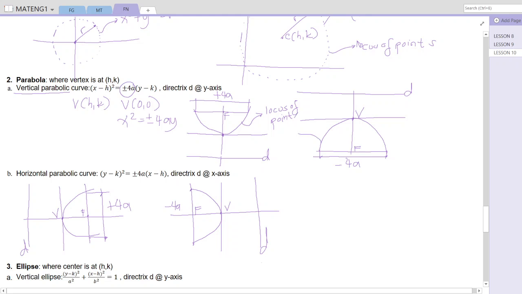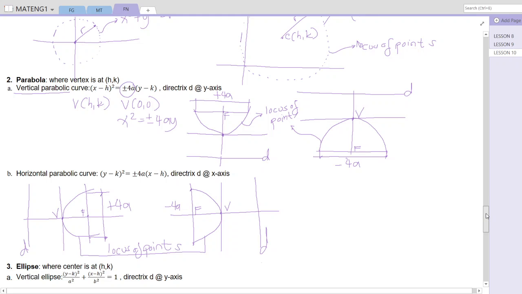The same with this one. So those are the loci of points. And then the same with this one. These are the locus of points also, for the horizontal parabolic curve.